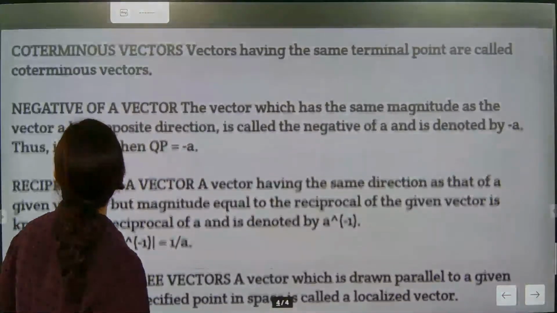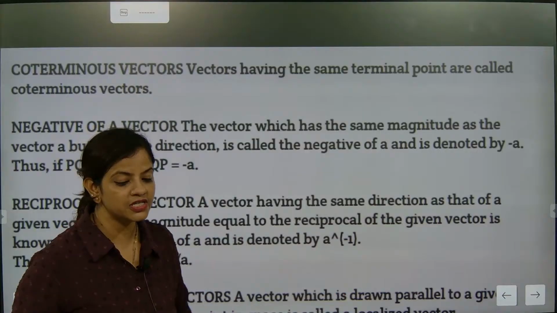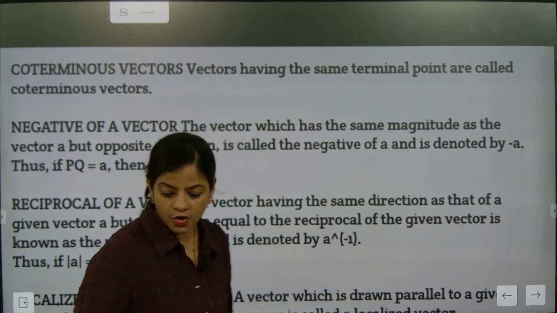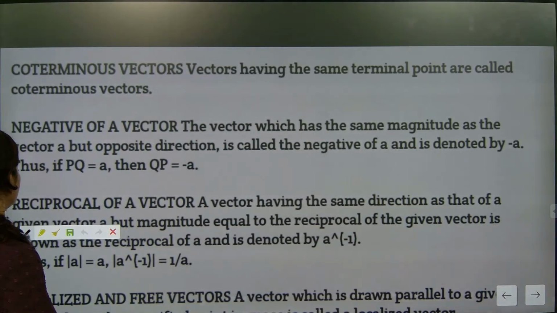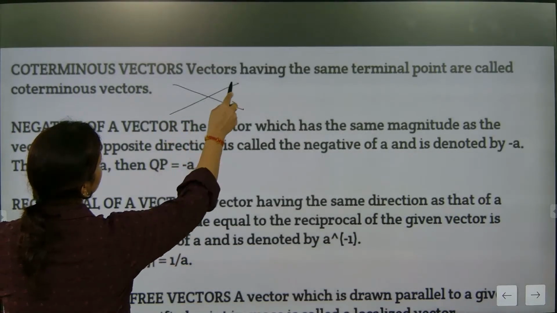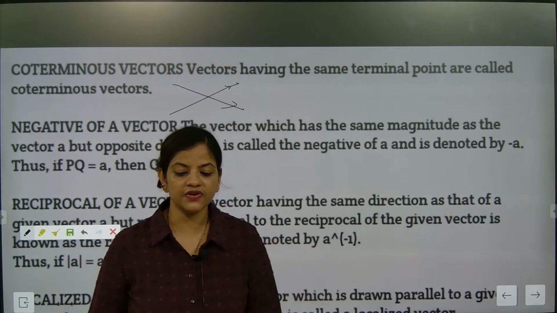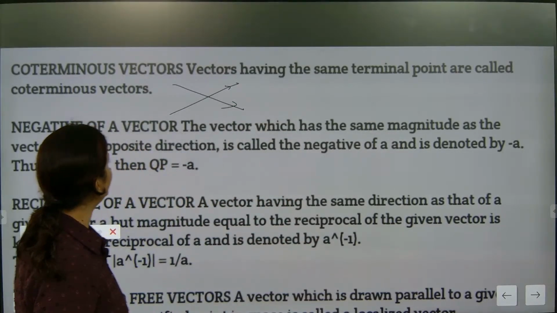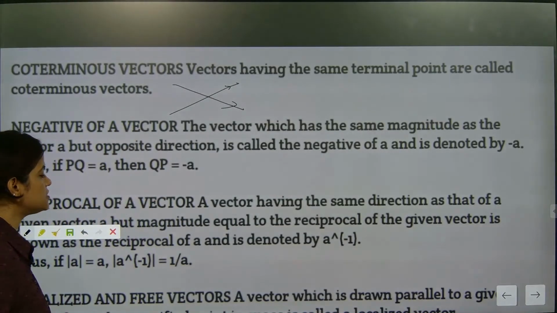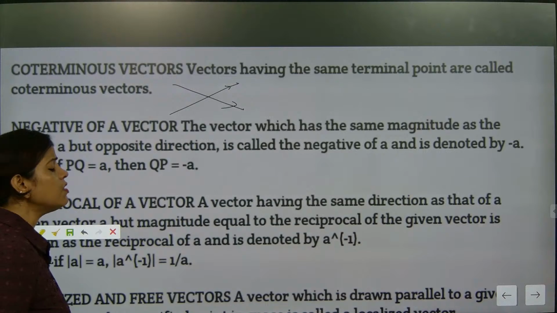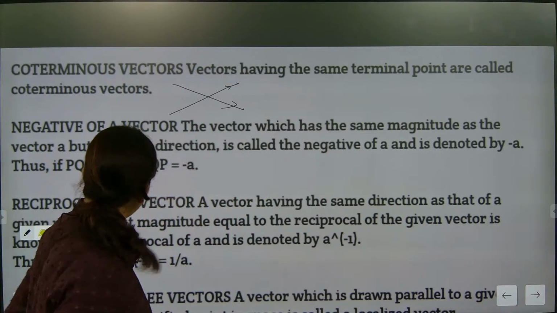So now we will be going to coterminous vector. Right now I talked about it: when both the heads of the vectors merge together, it is considered as what? Coterminous vector. So when the heads are merging together, this will be considered as what? Coterminous vector. Till here, Shivaranjani, is it clear? Did you understand? Got it? So this is considered as what, beta? Coterminous vector.